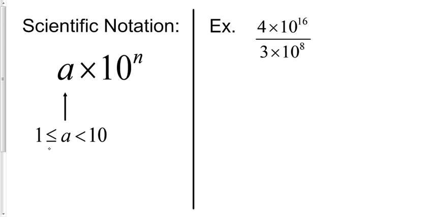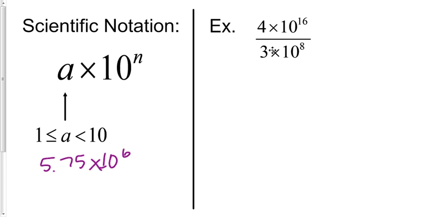So something like 5.7 times, I'll write an example here. 5.75 maybe times 10 to the 6th. That's a number in scientific notation where the first number is in between 1 and 10, and you've got 10 to a certain power. Okay, so here's an example of two numbers in scientific notation, and we're dividing them. 4 times 10 to the 16th over 3 times 10 to the 8th power. And you want to simplify this.